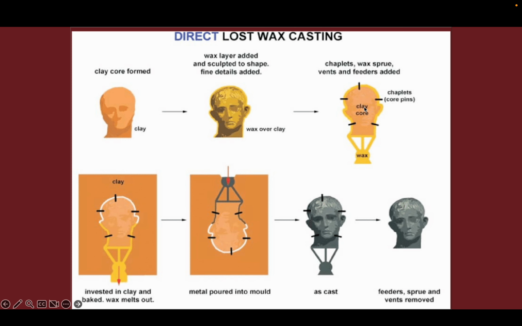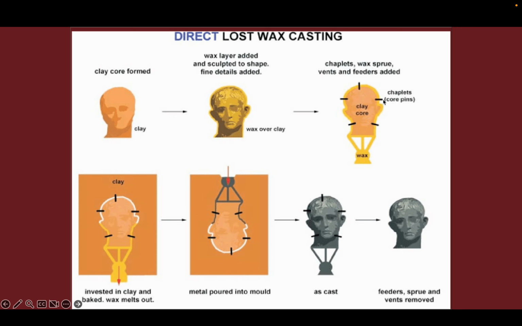So then we add pins. This kind of holds everything together, and we put clay around the outside of all of that. So the clay becomes our mold. We bake it, the wax melts out. Then we pour metal in, break all of the clay away, and we get our final form.